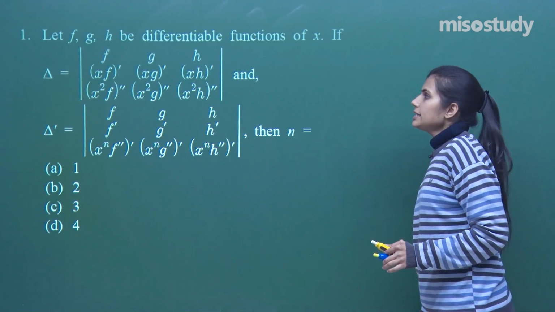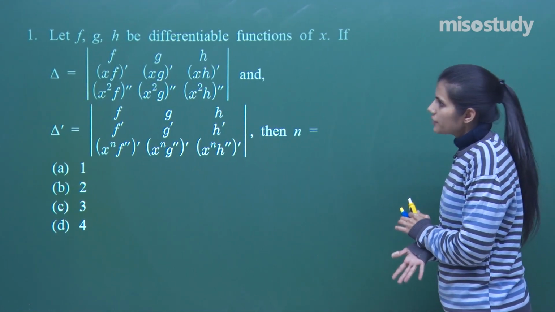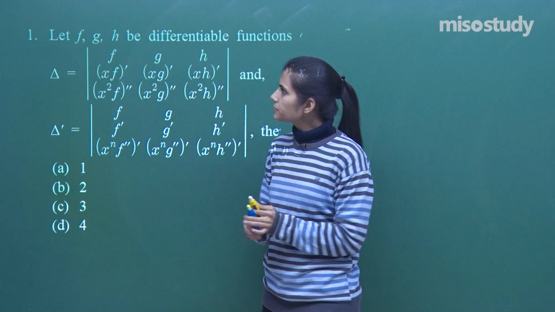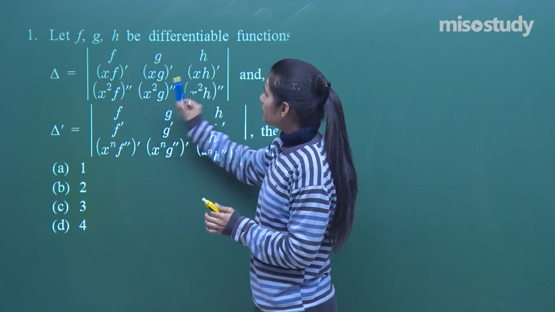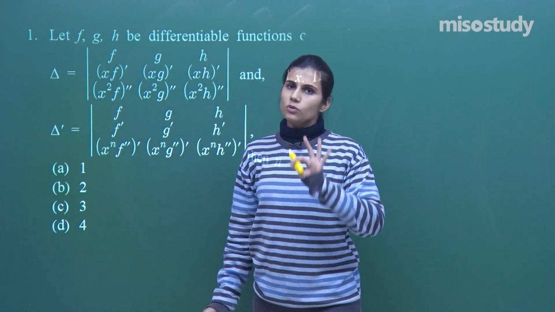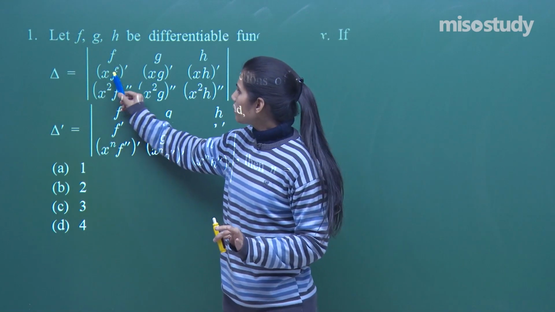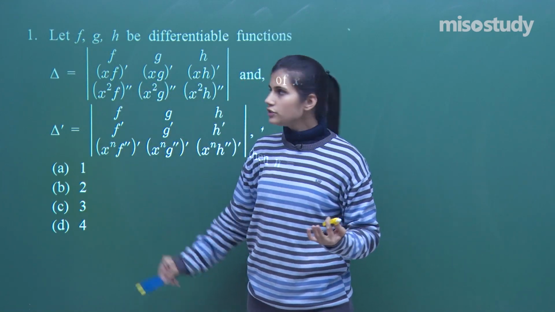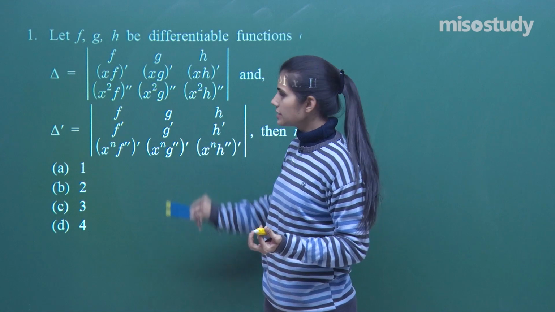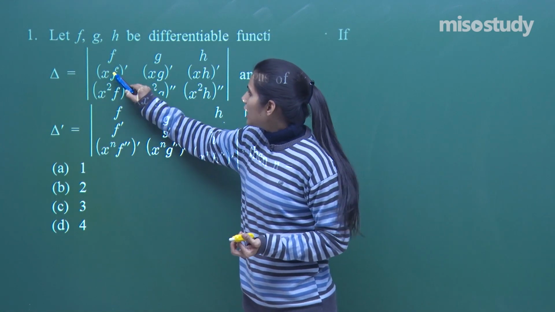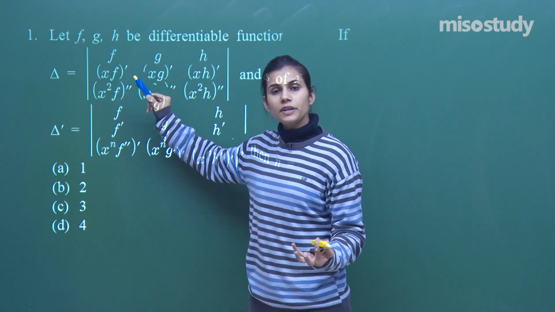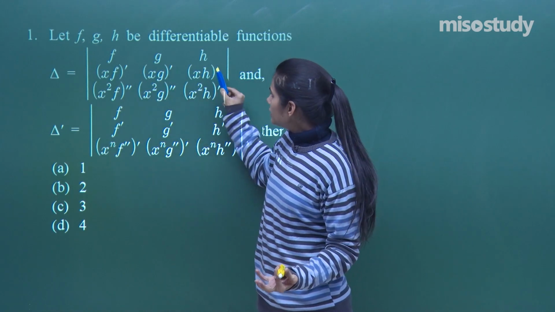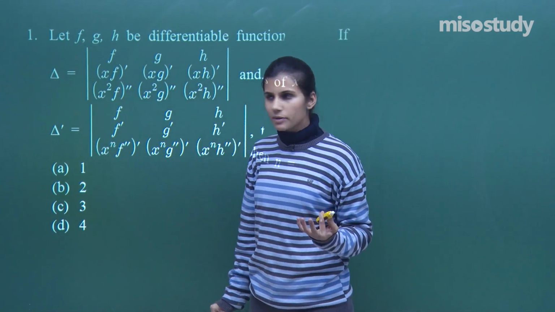Question says that let f, g, h be differentiable functions of x. Here they have formed a determinant. F, g, h is differentiable. X, you know, is an identity function which is always differentiable, and pointwise product of differentiable functions is differentiable. So even xf, xg and xh are differentiable, and their differentiations are again differentiable, you know that. So even the second row is consisting of differentiable functions.